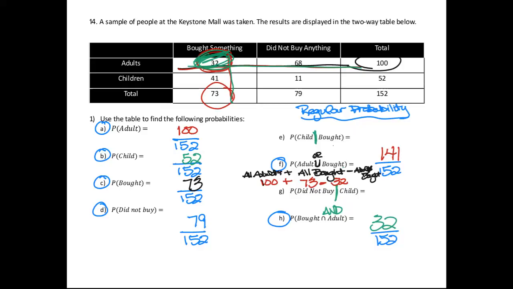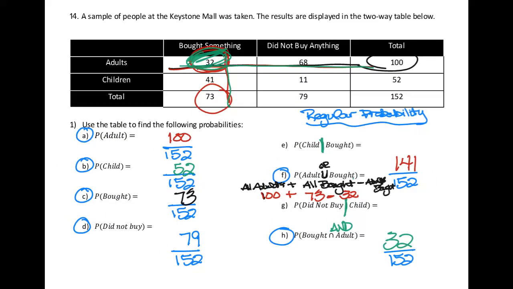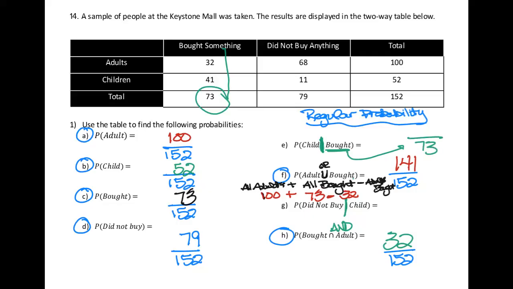E and G. I'm going to erase this a little bit so I have a little more space. What's the probability of selecting a child given that they bought something? Okay, this is conditional. It is no longer about the entire table. It is conditional that someone bought something. So we have to find all the people that bought something. So here's the bought something. There is my total. That becomes your new denominator on the bottom.